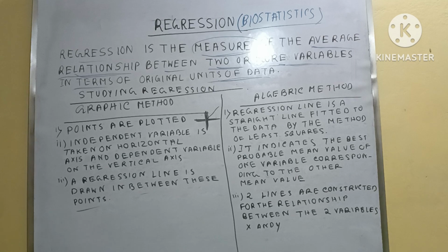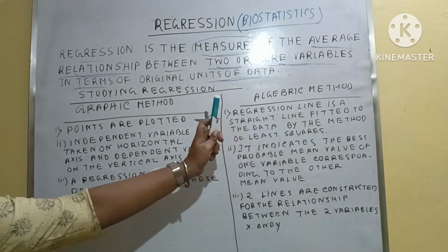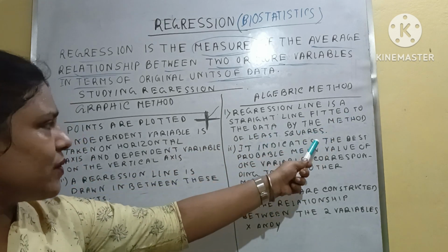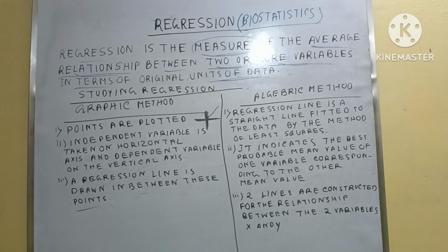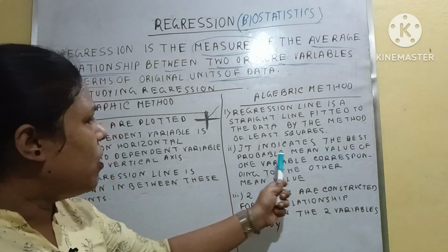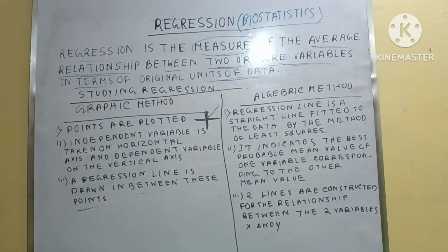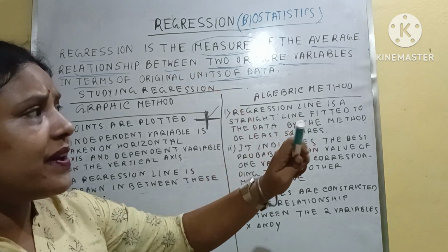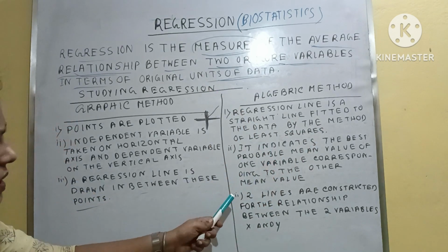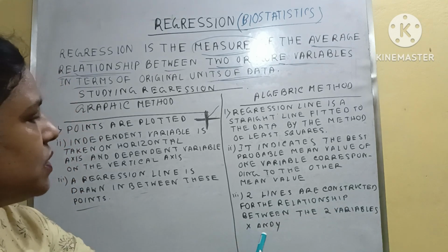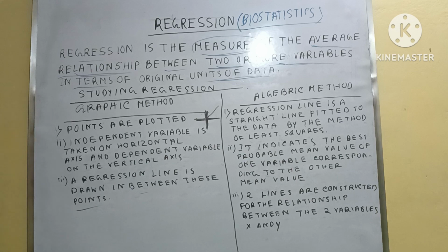In case of the algebraic method, the regression line is a straight line fitted to the data by the method of least squares. The method starts by squaring, least squaring. Number two, it indicates the best probable mean value of one variable corresponding to the other variable. Here two mean values are needed, one for the x variable and another for the y variable. Third, the two lines are constructed here to show the relationship between the x and y variables. So these are the two methods.